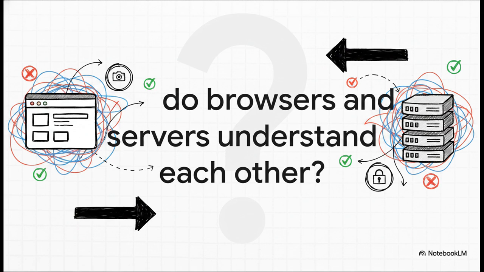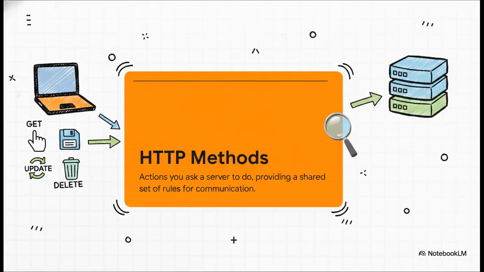Without some hardcore rules in place, this constant back-and-forth communication would be pure chaos. Think about it. If your browser didn't have a very specific way to say, hey, I need this image, versus I'm submitting a super secret password, the web simply wouldn't work. It'd be a total mess. The solution to that chaos? HTTP methods. You could literally think of these as the verbs of the web.